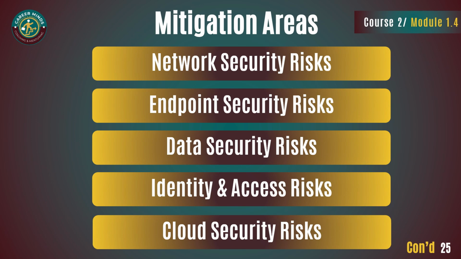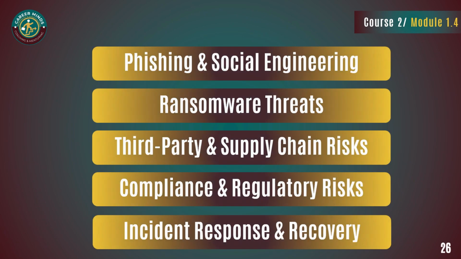Let's look at cloud security risk. And the best strategy here would be to secure cloud configurations and use zero trust model. And best practices here would be to do regular security audits and encrypt cloud data. What about third-party supply chain risk? Here, the best mitigation would be vendor risk assessment and contract security clauses. And best practices would be regular security reviews and enforce compliance standards.